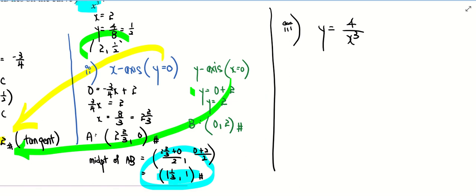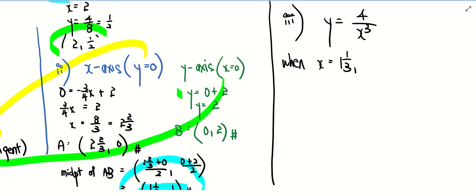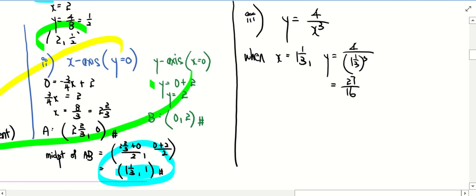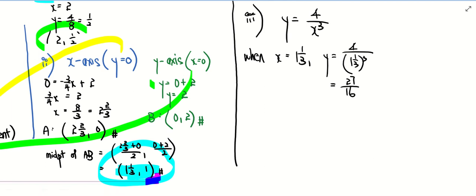I need to know whether this particular midpoint lies on this particular curve. Very simple. Just substitute the value of x = 1 and 1/3. When x is equal to 1 and 1/3, which is the x coordinate of the midpoint, let's find the value. 1 and 1/3 cubed. Go and press your calculator. So take note, I managed to find the y value to be 27/16. But remember, the original value of the y coordinate is 1. So I must write down, oh, this is not equal to 1.